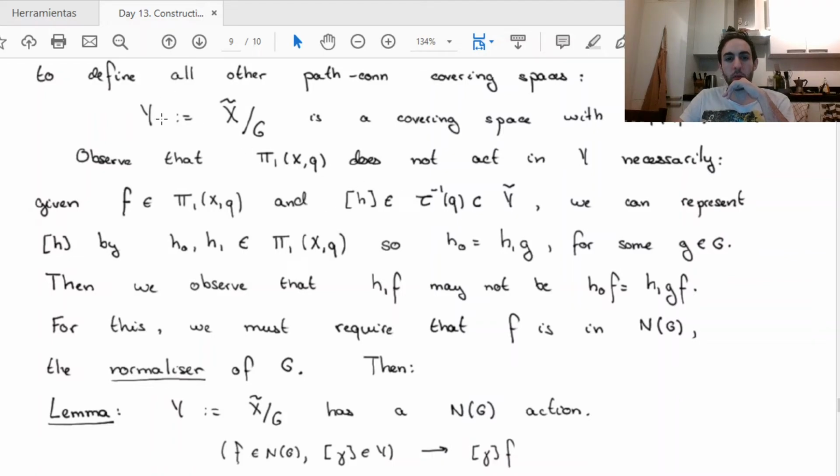I mean, here this Y is already a quotient. So this h we can represent by two different things, h0 and h1 in pi 1. And saying that they represent the same class basically means that h0 can be expressed as h1 multiplied by something in G, right? Because Y is exactly the quotient by G of X tilde.